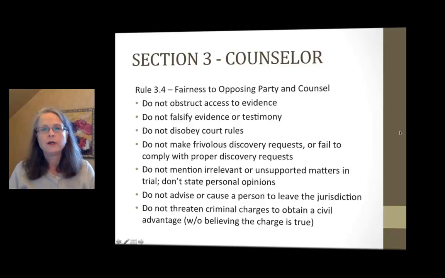Rule 3.4 is fairness to opposing party and counsel. This is another multi-part rule, starting with you shall not obstruct access to evidence or unlawfully alter, destroy, or conceal a document or other material having evidentiary matter, and you cannot have someone else do this for you. This is a general thread running through the Oregon Rules of Professional Conduct. You cannot have someone else do by proxy what you yourself are not able to do.